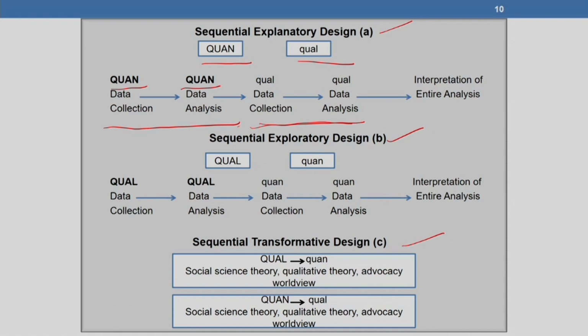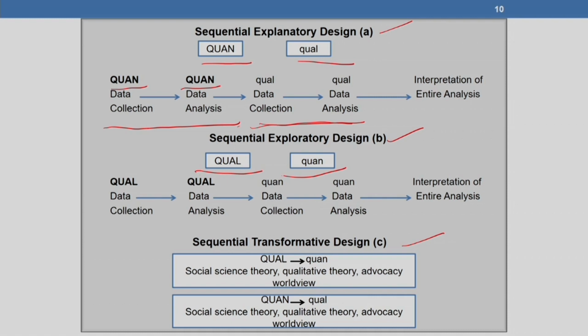A reverse form of design is what is called sequential exploratory design, and here in this model, as you see, the qualitative and quantitative are reversed. So, here the emphasis is on qual, and quant becomes a smaller additional research inquiry following the qualitative study. And this is again in two phases: you have qualitative data collection and analysis, and then quantitative data collection and analysis.